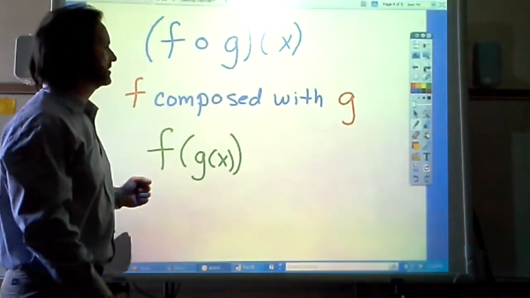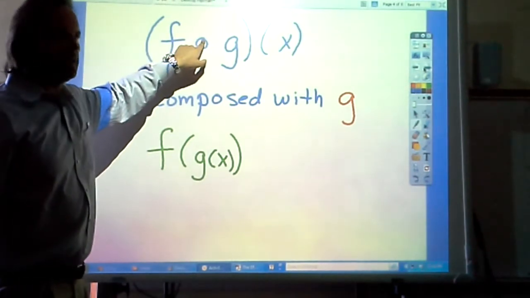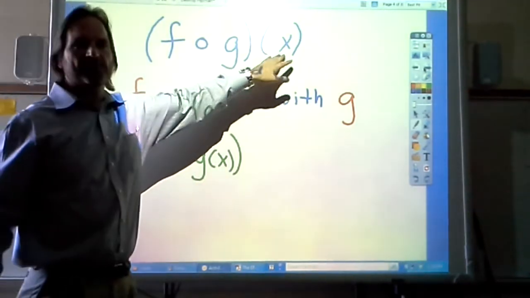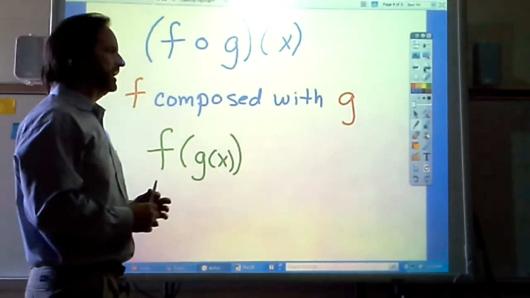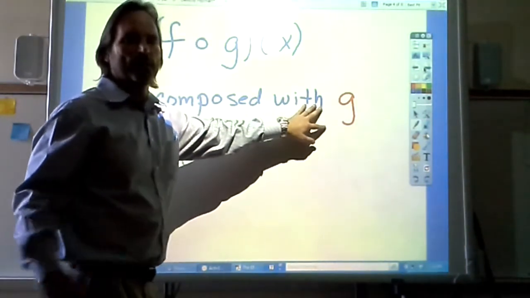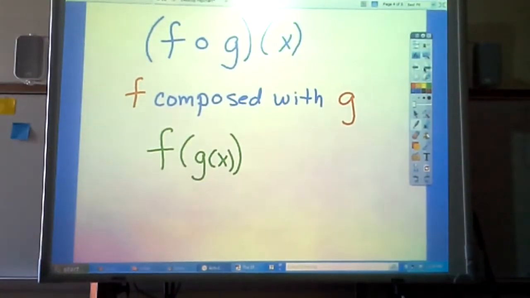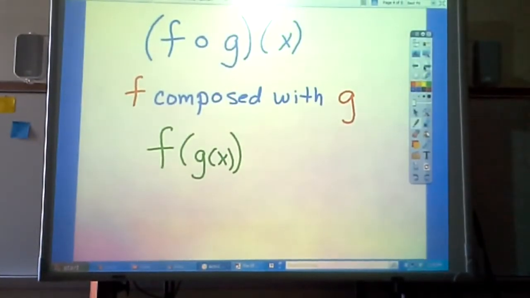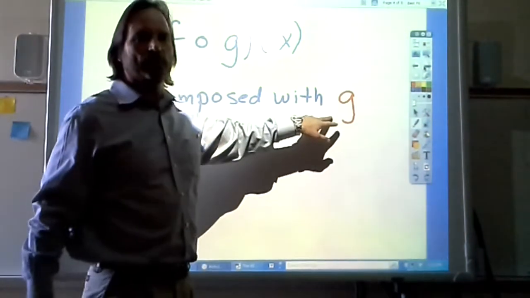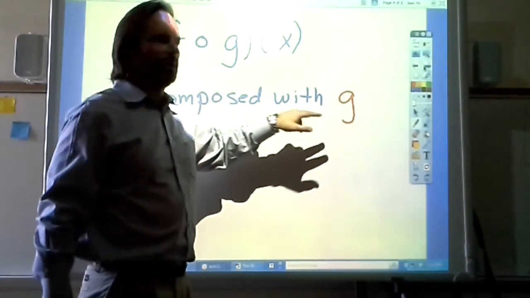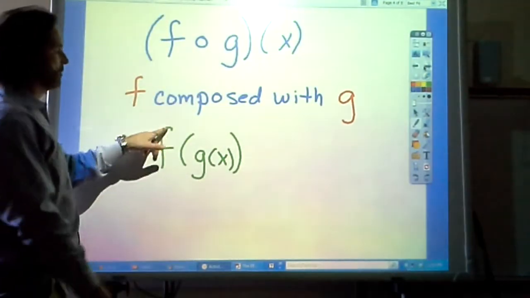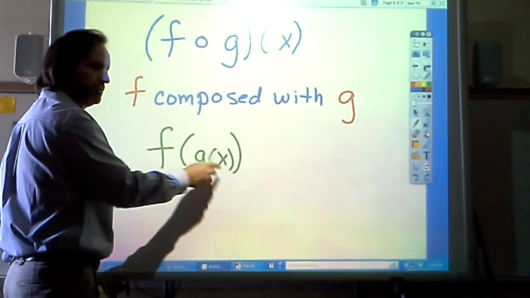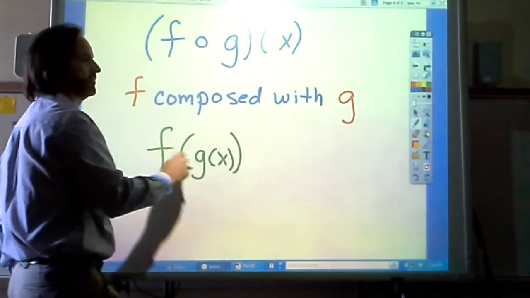Alright, tomorrow, composite functions. This is a little circle, it's not multiplication. This reads F composed with G, and the variable is X. Basically, we plug in something into G first, get the output of G, and that output is now my input for F. This can be written like this. See how my input for F is G of X, that's the output. So I plug in X into G, G spits out, and then that's my input into F.